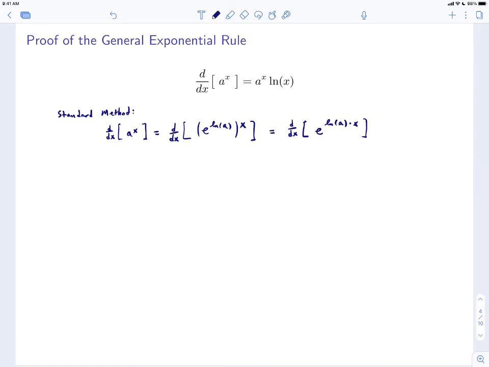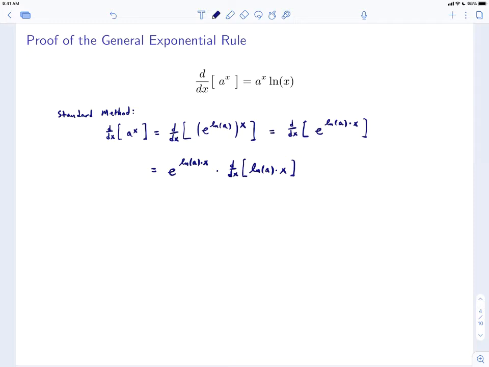And now we use the chain rule on this expression. This is the derivative of e to a thing, so this is going to be equal to e raised to that thing again, and then we multiply by the derivative with respect to x of whatever was in the exponent, which in this case is ln of a times x.